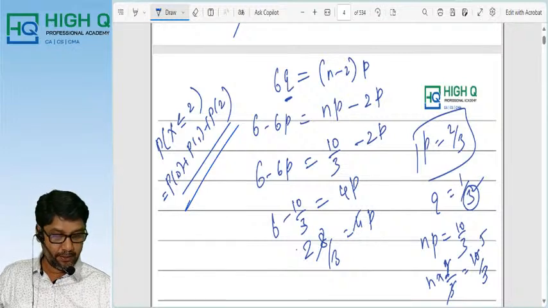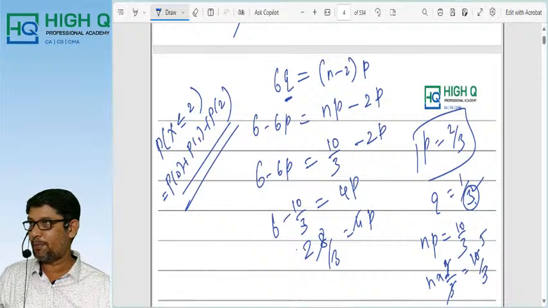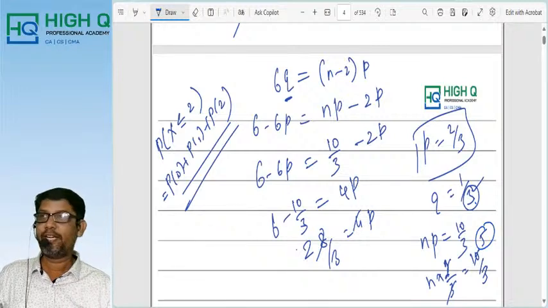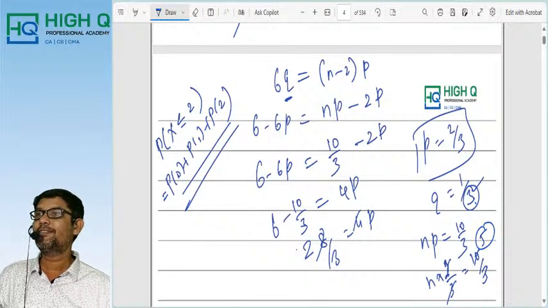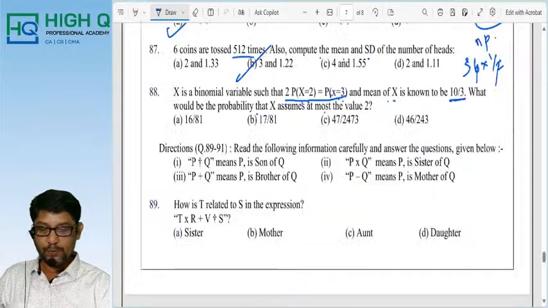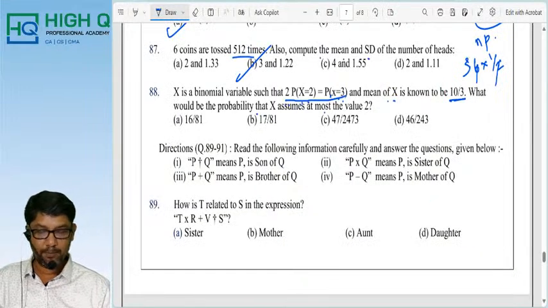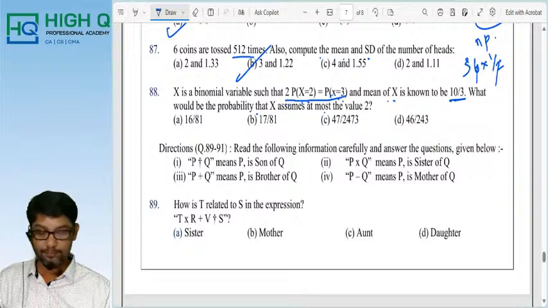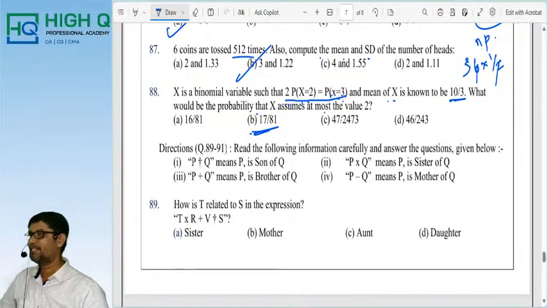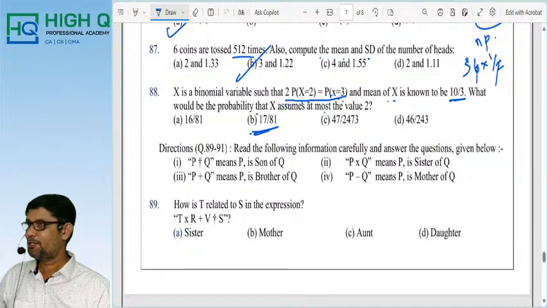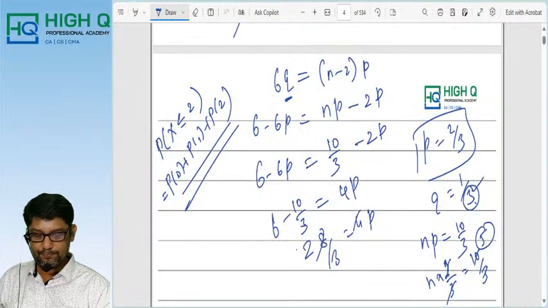Don't waste your time by finding this. What is the power here? What is in the denominator? 3. Power is 5. What is 3 power 5? 243. So whichever option has 243 in the denominator may be the right answer. But this one also can be 343, can become 243. So don't take that risk. We have to solve it.